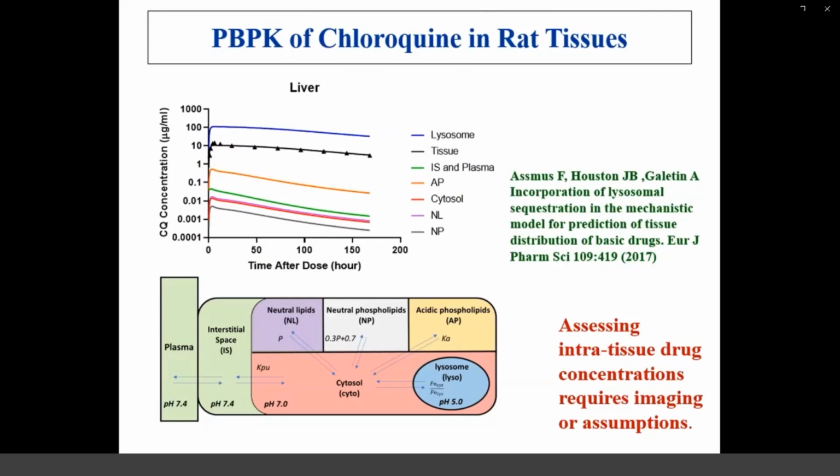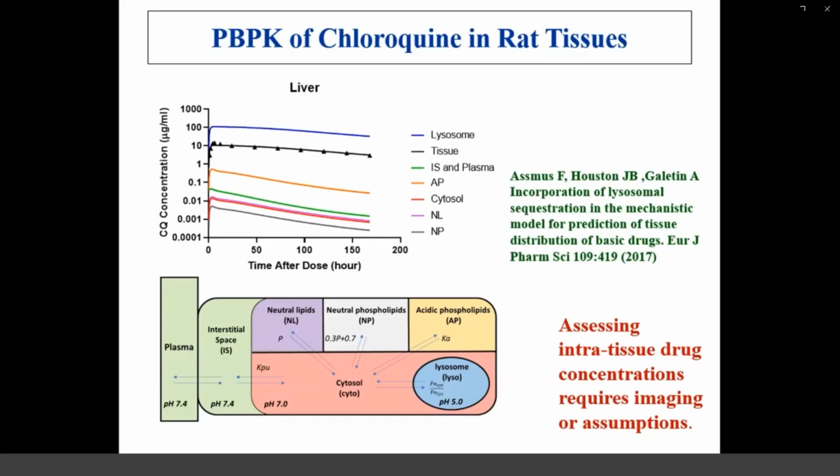You see equilibration between plasma, interstitial fluid, and cytosol. You see binding to the various lipids. And of importance, you see the lysosome compartment. So lysosomes constitute between 1 and 10% of tissue volumes. Lysosomes have a very low pH, around 5.